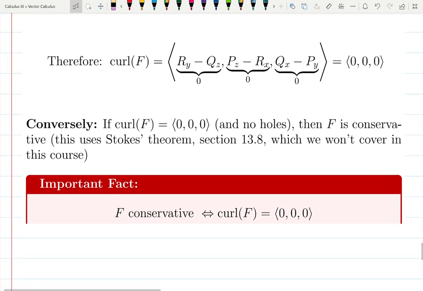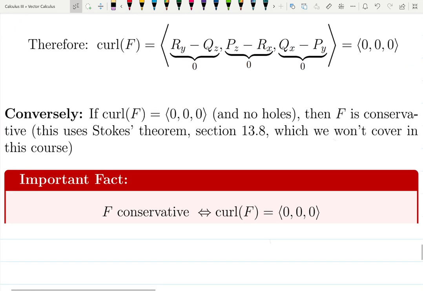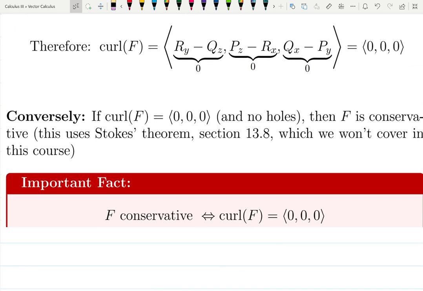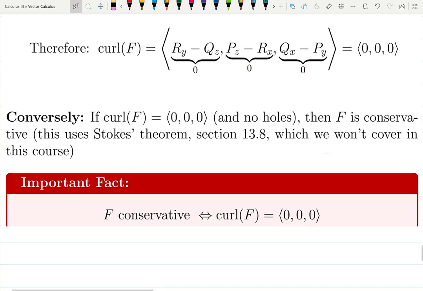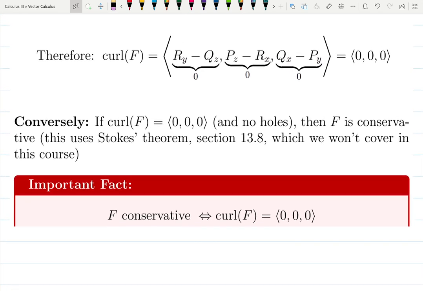So here's the interpretation. You don't have to remember. You don't have to write this down. You'll have it in your notes. If curl is 0, 0, 0 and no holes, then F is conservative. And this uses Stokes' theorem, which we don't really cover in this, unfortunately. But it's pretty cool, though. It is pretty cool. Write down this.